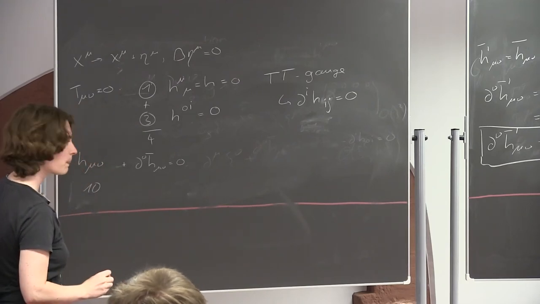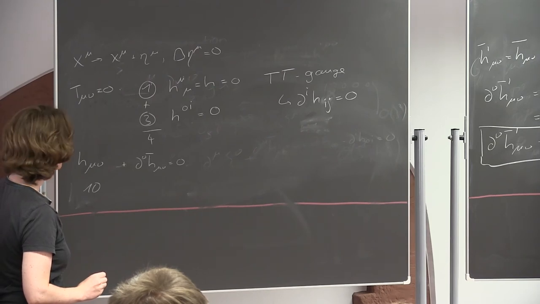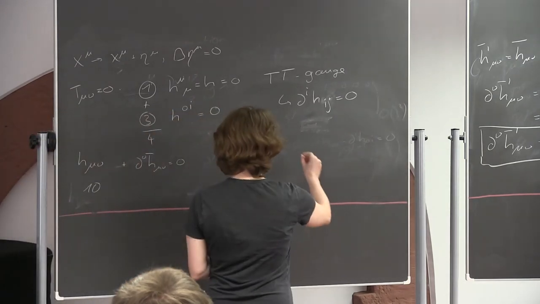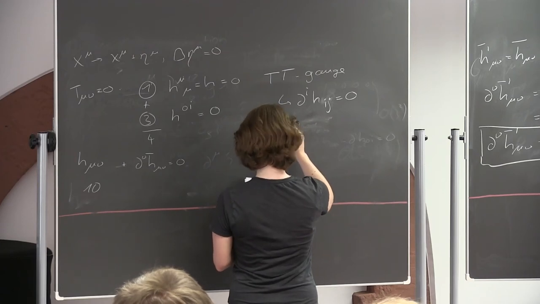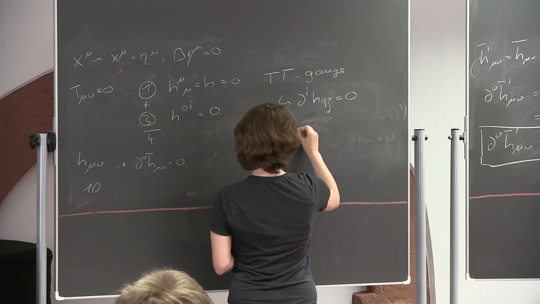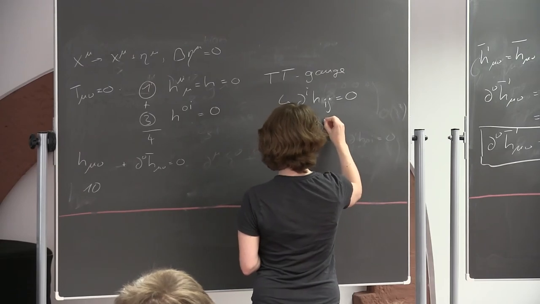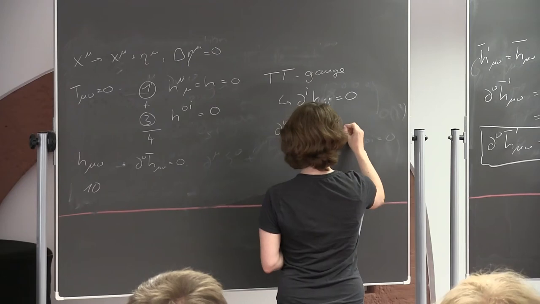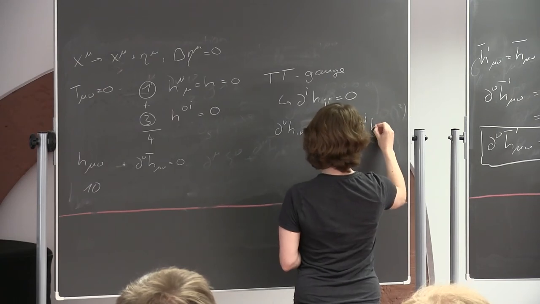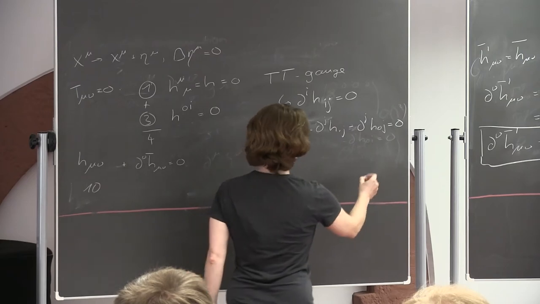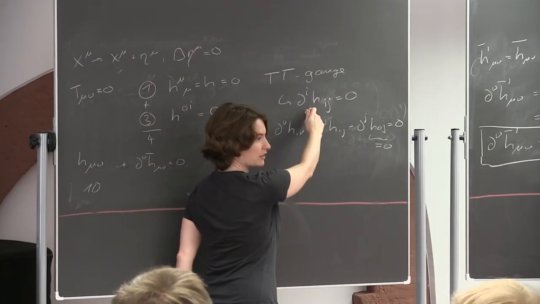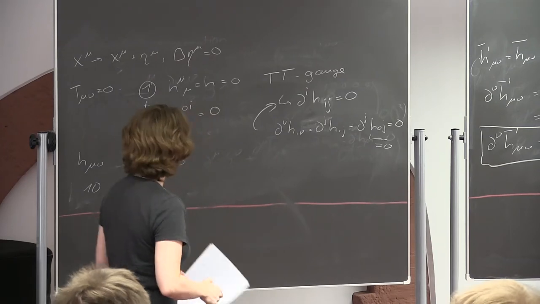If you do that, you were trying to do this with nu equals 0, but if you do it with nu equal i, then you get the result that you want. So if I do del nu h i nu minus del j h, right, okay. And now, okay, thank you. And this is 0, right? Because of this condition. And then you directly get this condition. Thank you.